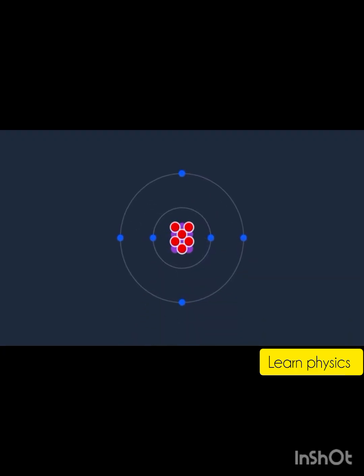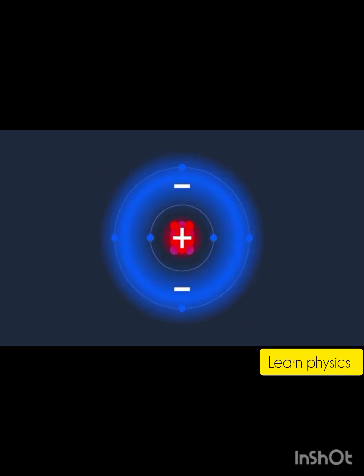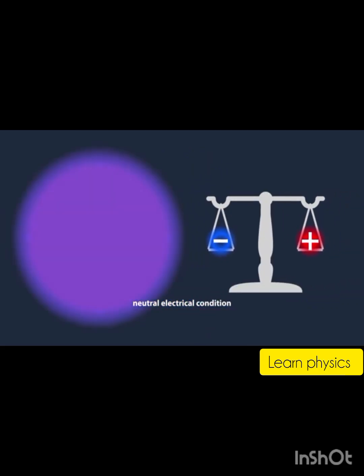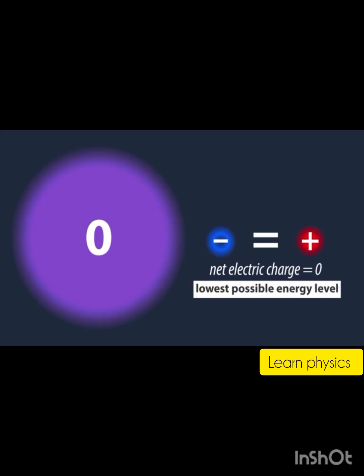The atom's protons account for the positive charge of the nucleus, and the electrons for the negative charge. In a stable resting, or rather neutral electrical condition, these charges balance each other out within the atom. This gives the atom a net electric charge of 0. For each positive proton, you will find one negative electron. In this state, the atom is at its lowest possible energy level, which we call the ground state of the atom.